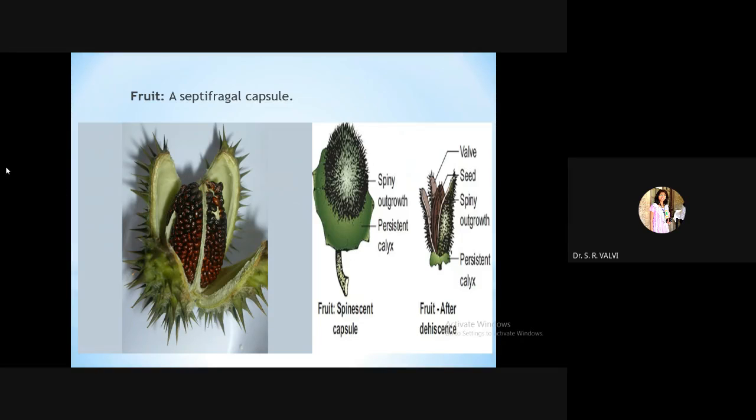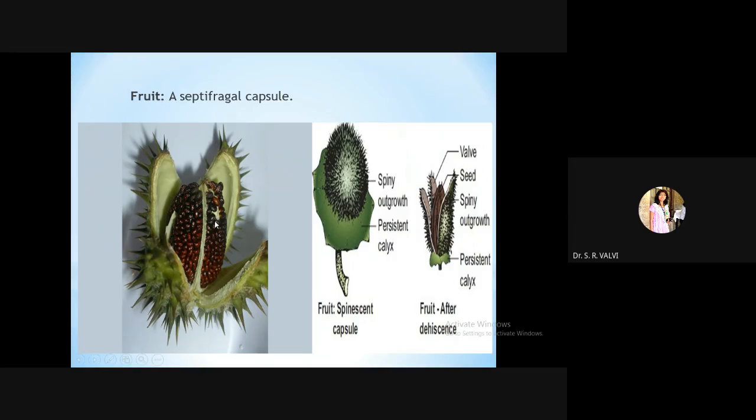Now here you can see my cursor. This is the first dehiscing line, that is the first suture. Then second, here the second suture, then the third, and next the fourth. So likewise four sutures are present, and hence your fruit type is capsule. Getting? Now why is it said to be septifragal?